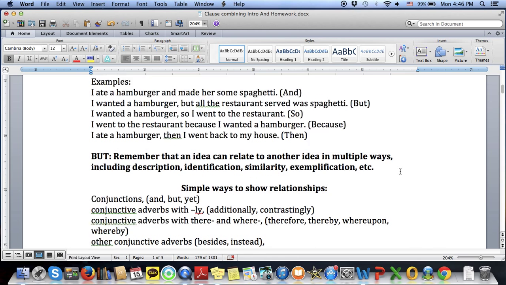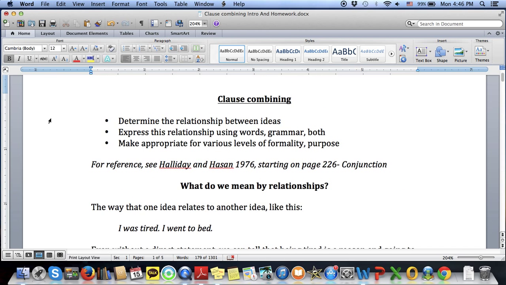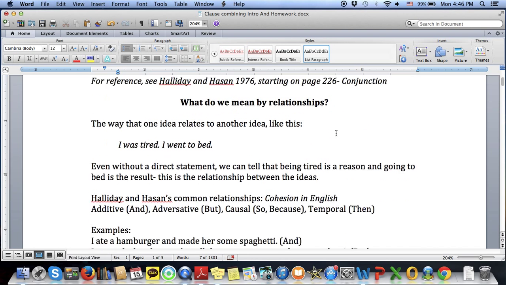Now, when we talk about this, again, we say, determine the relationship between ideas, express this relationship using words, grammar, both. So we just looked at relationships between ideas, just like right here. I was tired, I went to bed. Here's our reason, here's our result. Okay. Next step, express this relationship using words, grammar, both. Well, how do we do that?